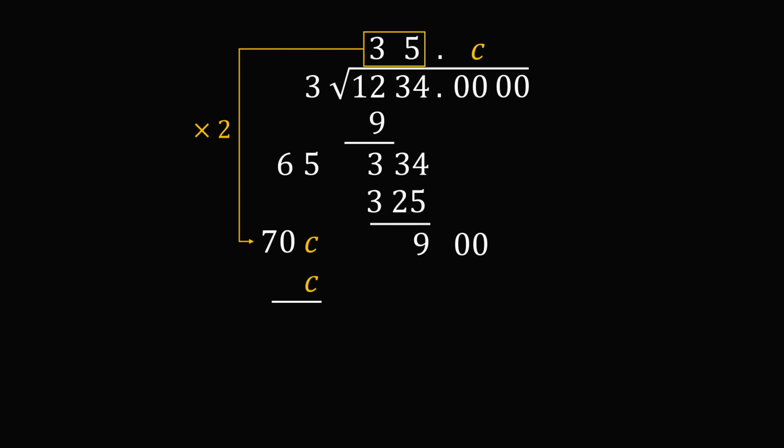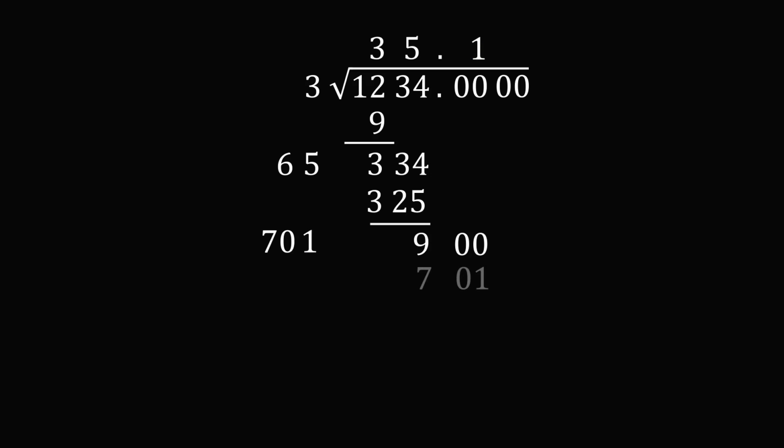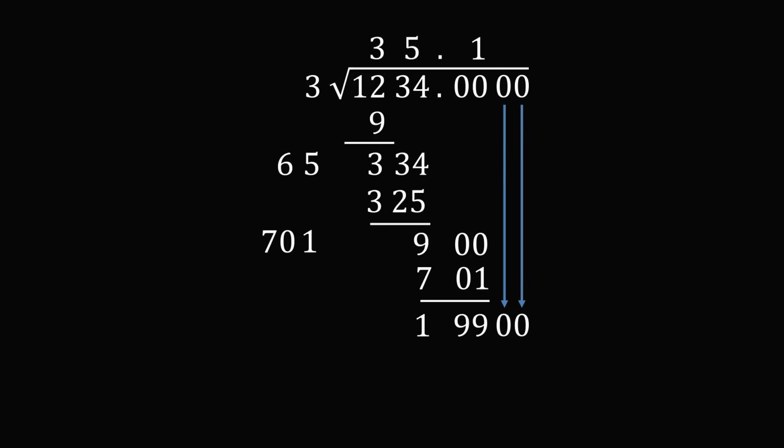So we need 70c times c to not exceed 900, and clearly we will need c is equal to 1. So this is an easy calculation because 701 times 1 is equal to 701. Anything higher will exceed 900. So we bring down 701 and subtract that from 900 to get 199. We bring down the last 2 zeros.